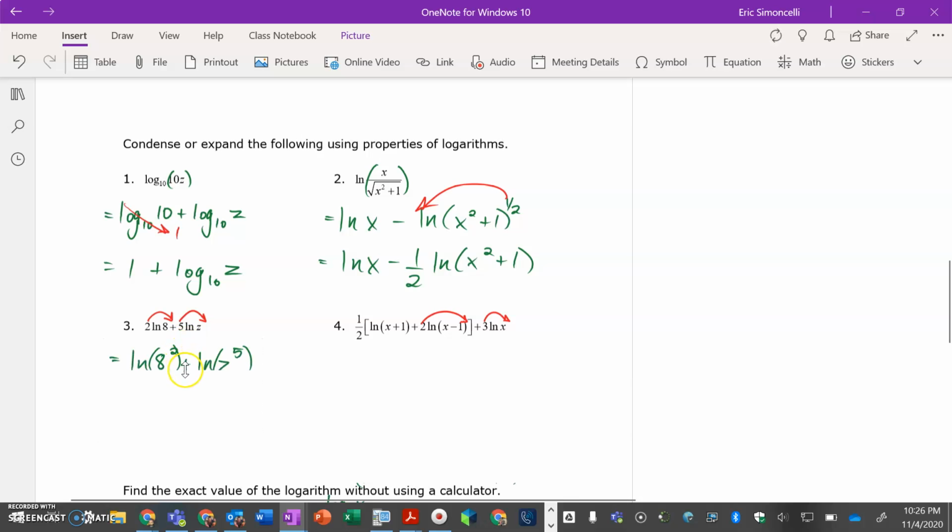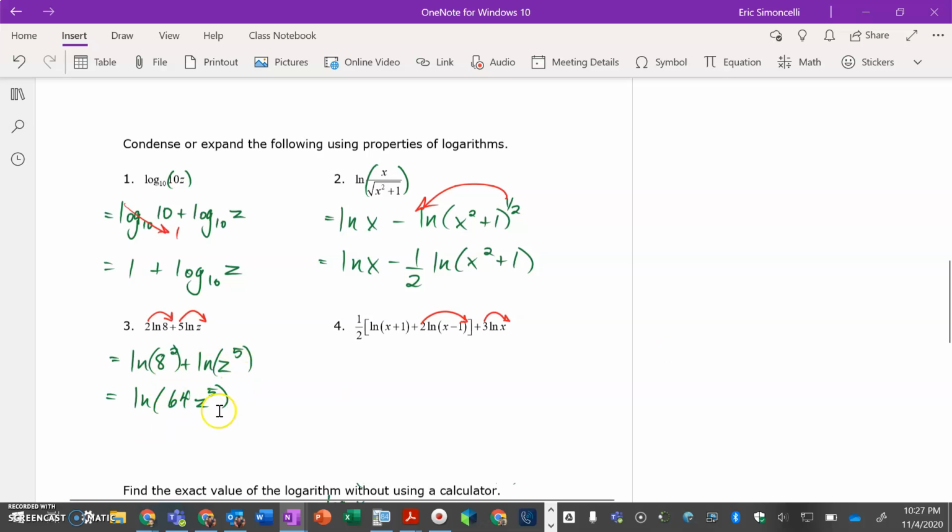Now we may have to do more. So here we go. Natural log of 8 squared plus natural log of z to the 5th. Now, in terms of condensing, remember the product property, right? If you start with two terms multiplied, you can expand it out into an addition of logs or natural logs. In this case, we're going to condense using the product property, but going backwards. So instead of adding, we'll multiply. So natural log of 64 z to the 5th. And that concludes that final answer.